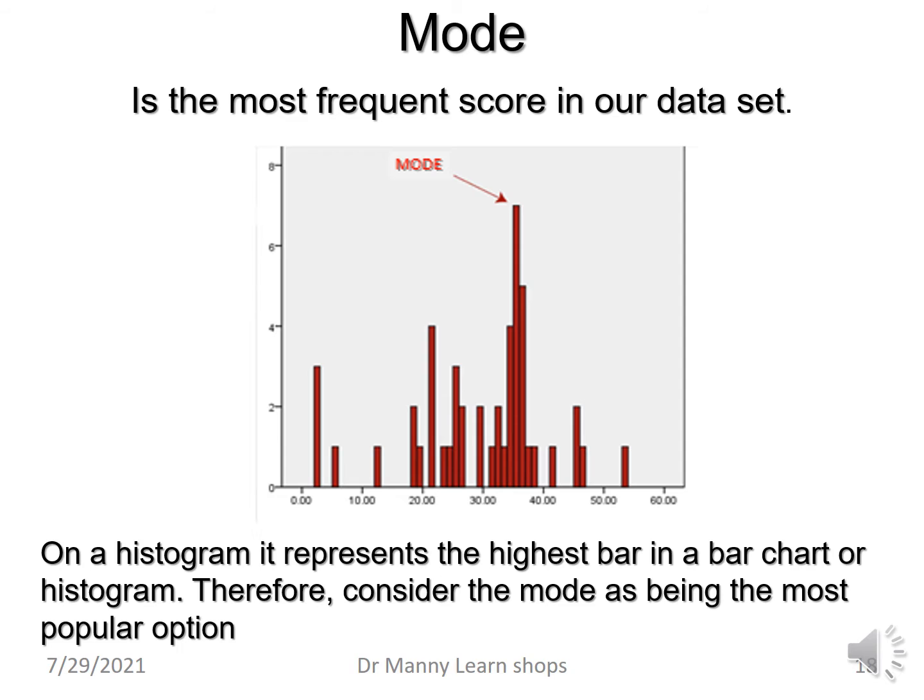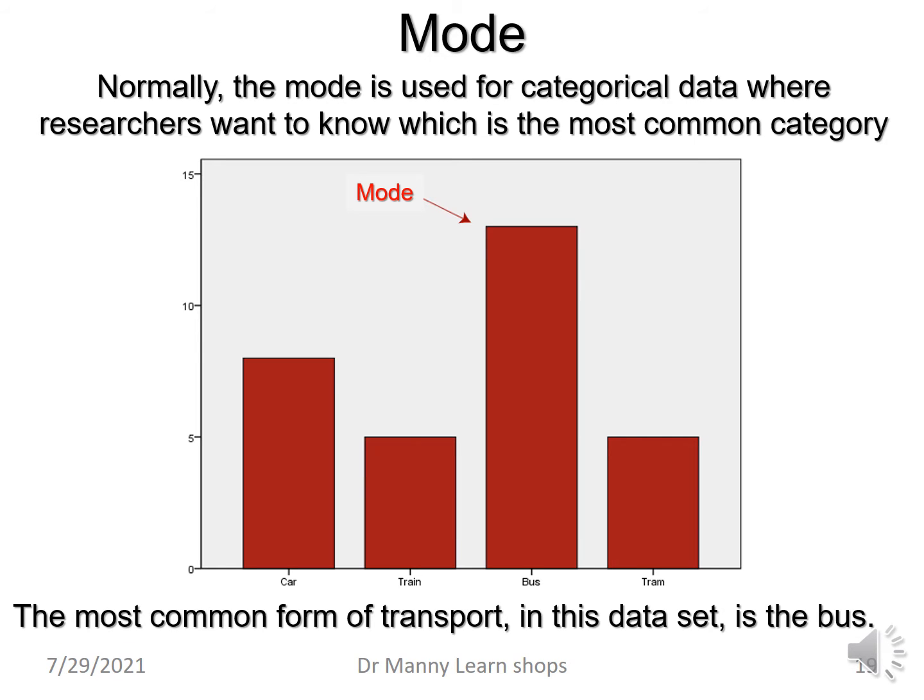Now let's look at the mode. The mode is the most frequent score in our data set. That's basically what it is. On a histogram, it represents the highest bar in a bar chart, or histogram. Therefore, consider the mode as being the most popular option. The mode normally is used for categorical data, where researchers want to know which is the most common category. For example, the most common form of transport in this data set is the bus.